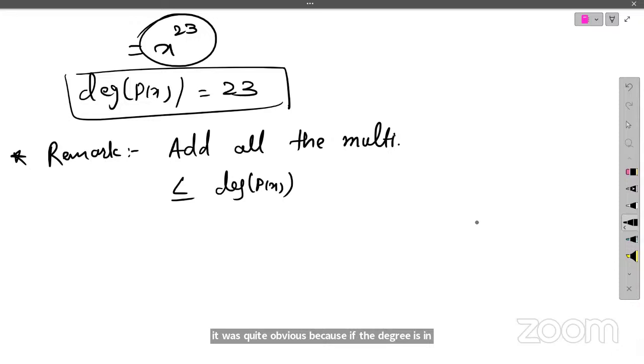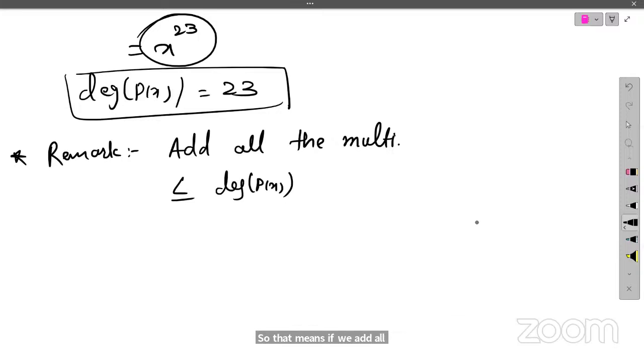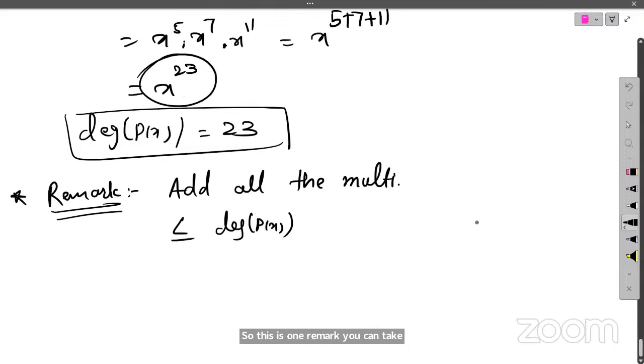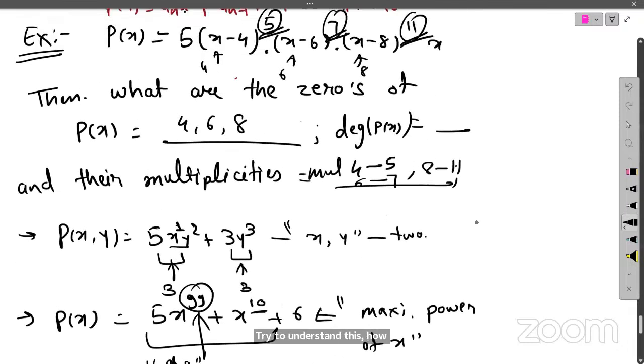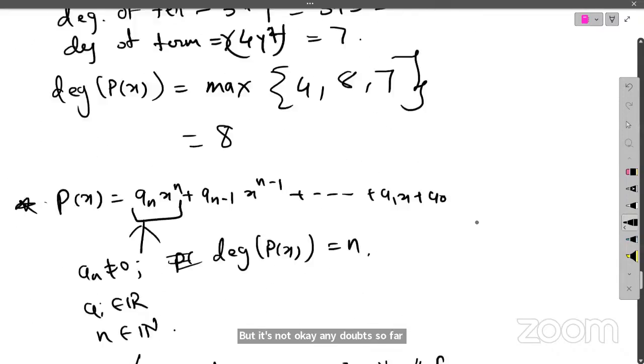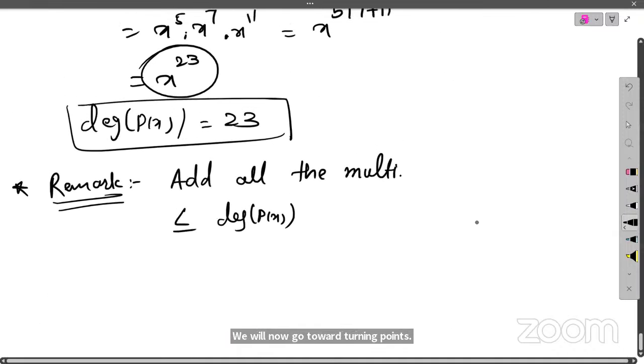So that means we can have at most n factors. So if we add all the multiplicities, then it will always be less than or equal to the degree of p(x). Okay, so this is one remark you can take. Try to understand how this actually becomes true, but it's not tough. Any doubt so far? We will now go toward turning points and then the end behavior of a polynomial.